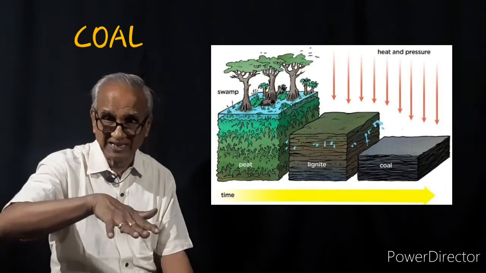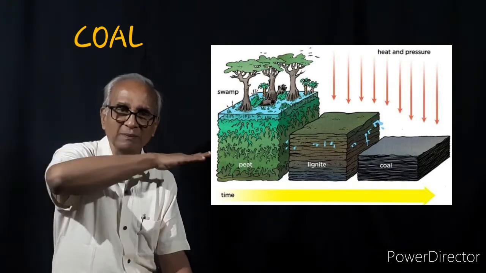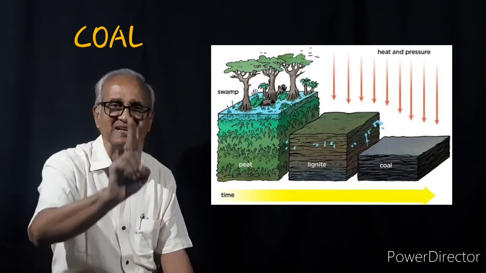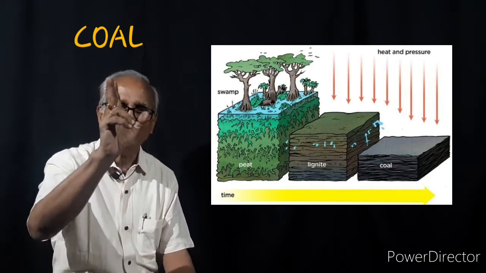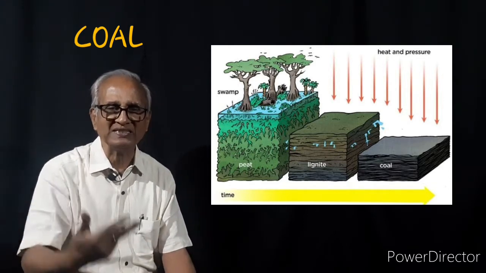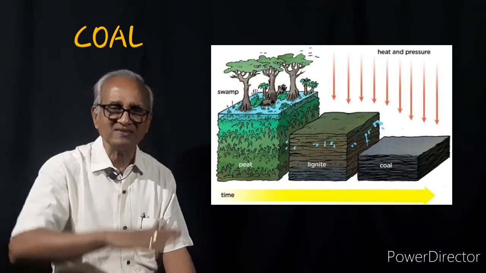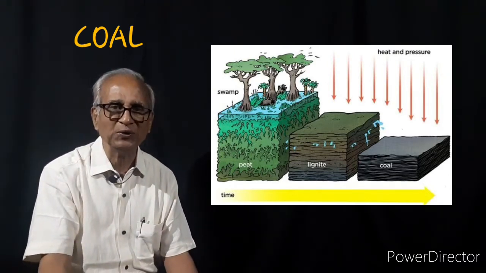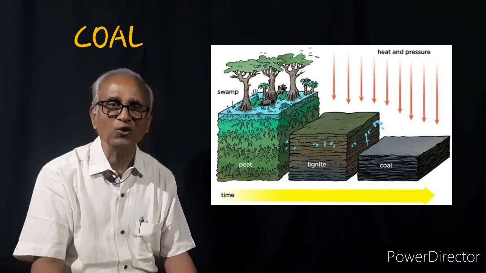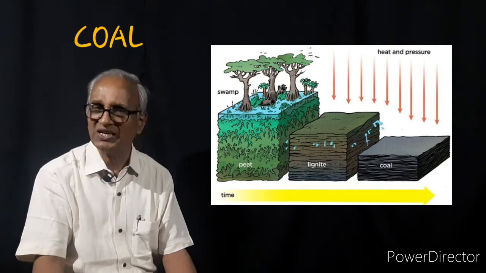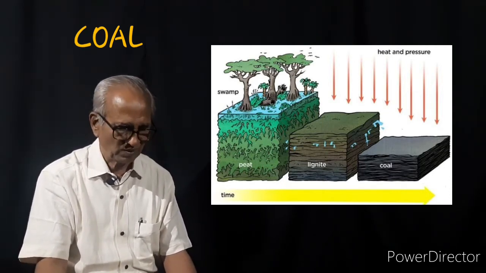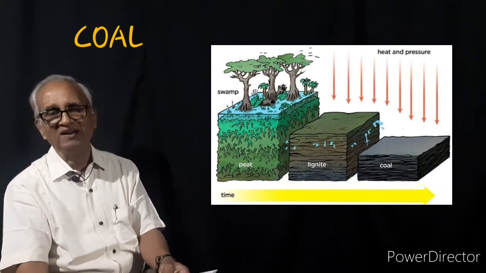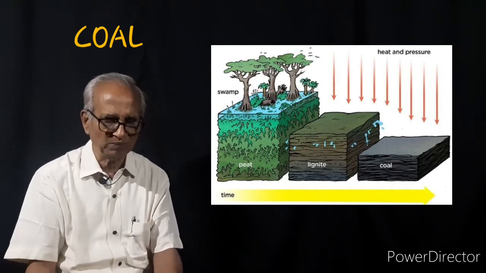Under high pressure, soil covered them, soil layers. Now high pressure and high temperature, two key aspects. Due to high pressure and high temperature, these tree trunks slowly went on getting transformed into a substance called coal, which I showed you just now. So these dead tree trunks got converted into coal.